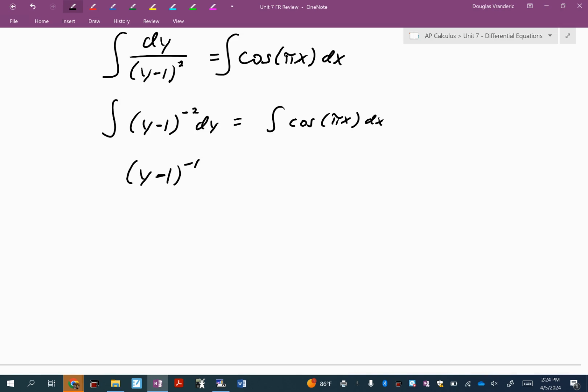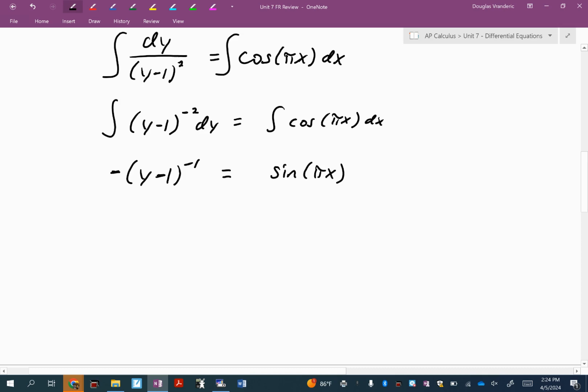The only issue is that if I left it right now, I'd have a negative in front, which I don't have in this value here. So I need to put a negative there, and that's good. I'm nowhere close to being done, but yes, that is the antiderivative of the left side. Equals. How do we go backwards from cosine? You write sine.